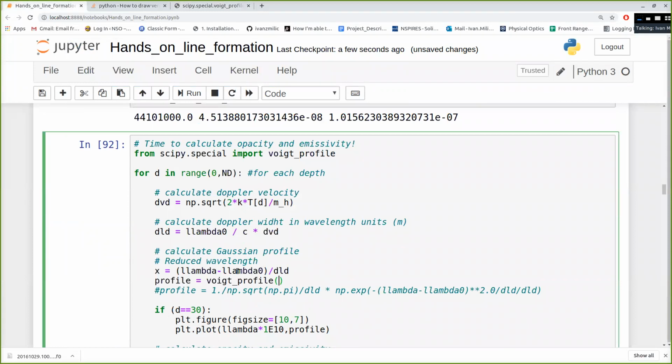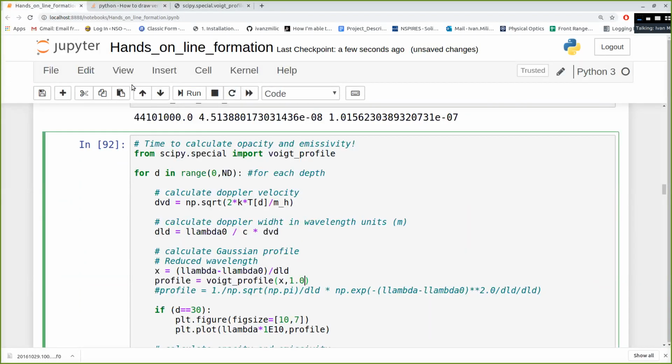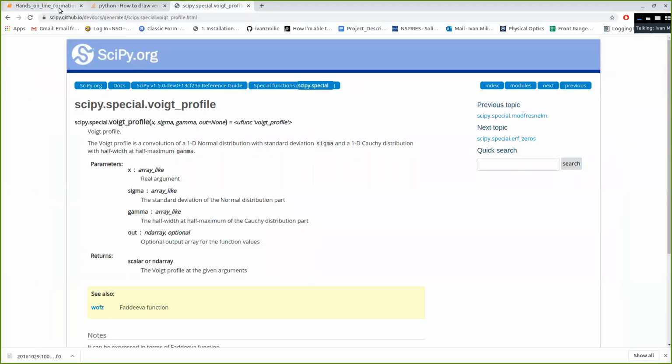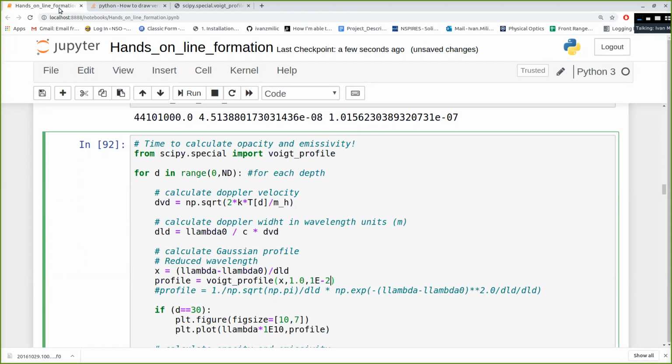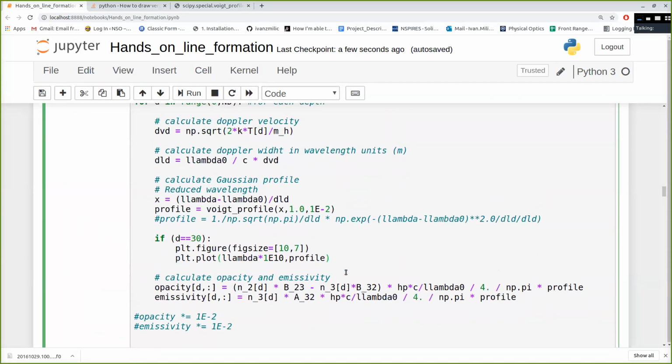So what I did is I introduced this quantity which we call reduced wavelength, which is basically just the distance from the given wavelength to the line core divided by the Doppler width. So this is going to be my first argument. Then in these units, my sigma of the Gaussian is basically 1 because I normalized everything to delta lambda D. And then finally, I need this damping coefficient, where, for example, one reasonable thing to do is 1e-2. You can play with this later. And then I'm gonna plot this just to see what happens. What kind of amplitude do I have?